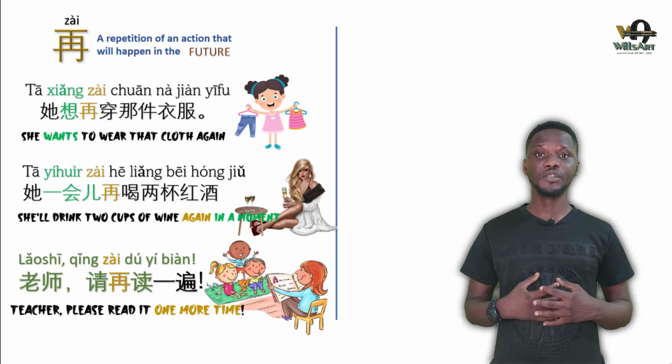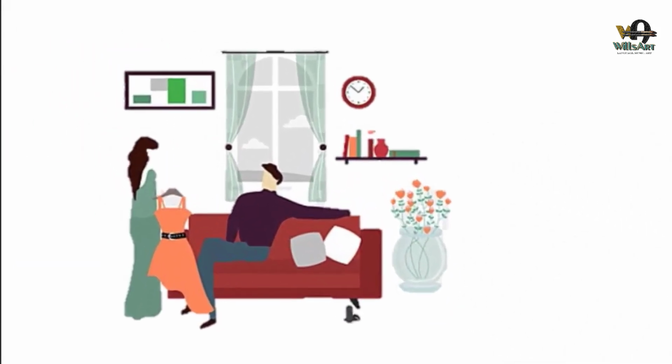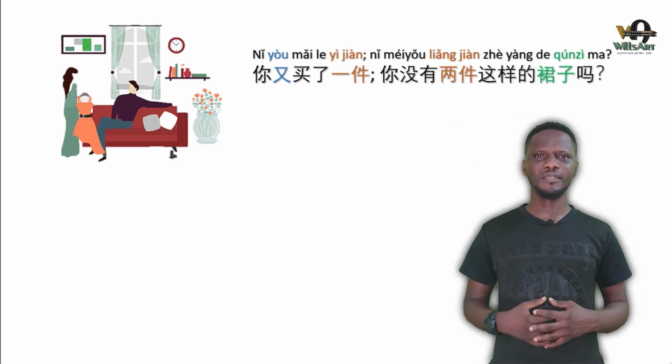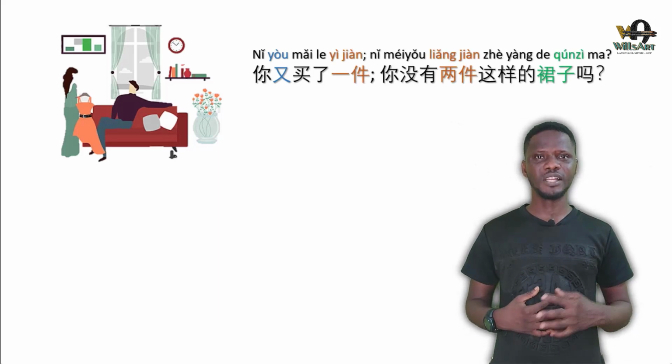So there is a picture of a lady that just bought a new dress and she's showing it to her husband. So her husband has this to say. 你又买了一件，你没有2件这样的裙子吗？You bought one again. Don't you have 2 dresses like this?